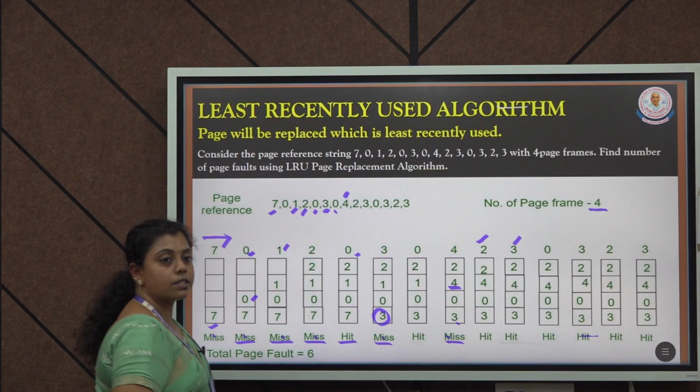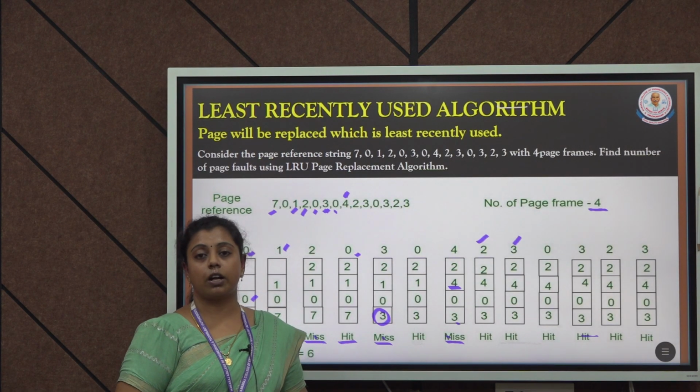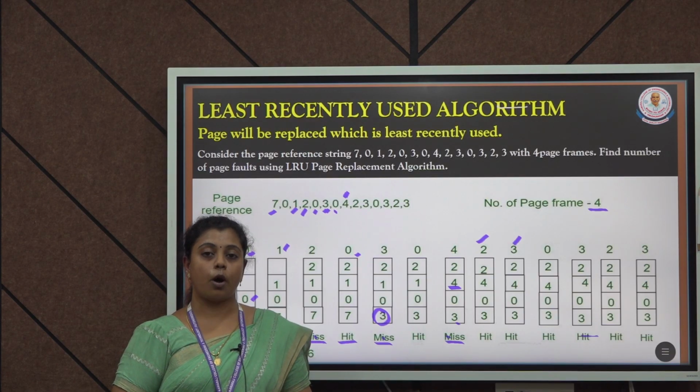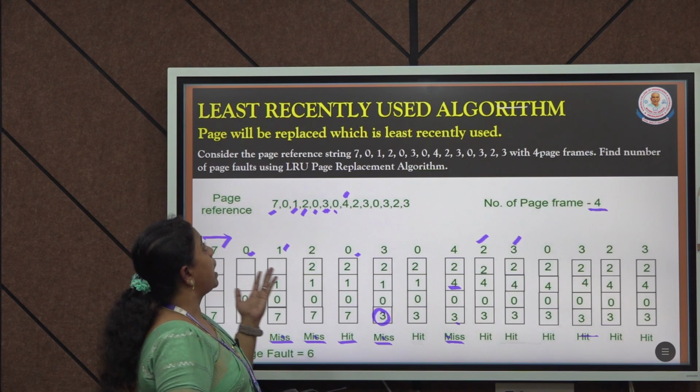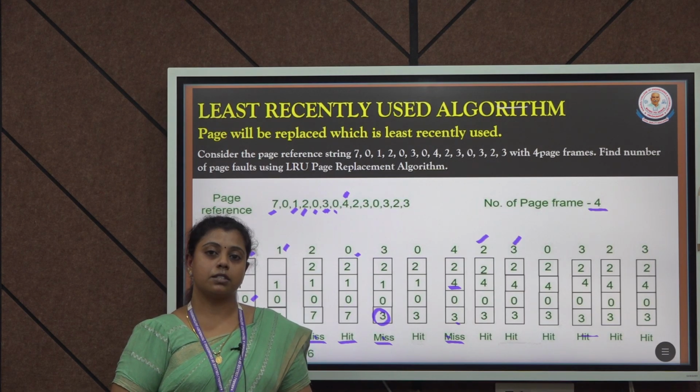Okay. In today's class, we have discussed 3 types of page replacement algorithms, that is first in first out, optimal page replacement, and finally the least recently used algorithm. The remaining algorithms we will discuss in the next class.